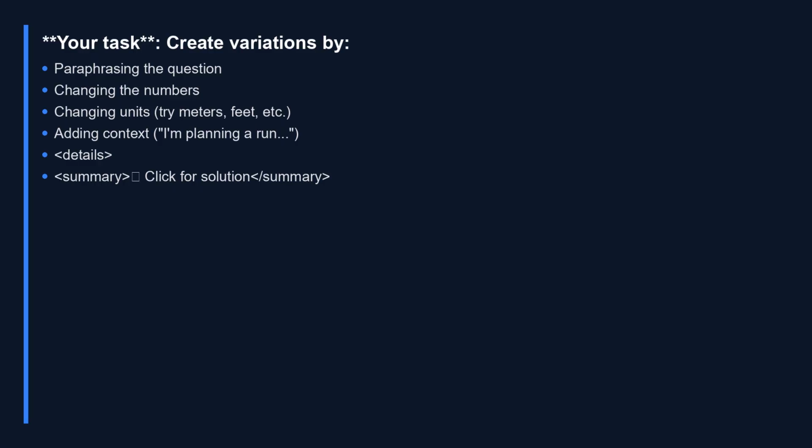Create your 5 variations by working through these 4 strategies. Paraphrase the question itself, change the numeric value, change the units, try meters to feet or miles to kilometers, and add context like I'm planning a run and need to know the distance. Each strategy produces a meaningfully different training example while keeping the underlying task identical.